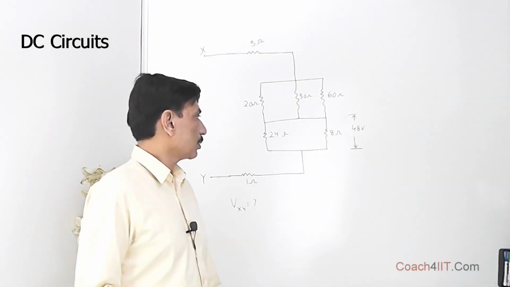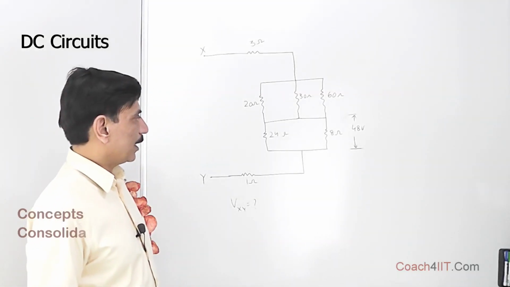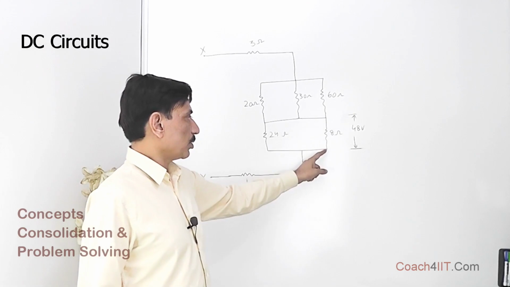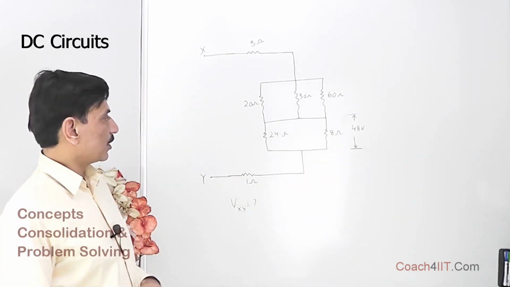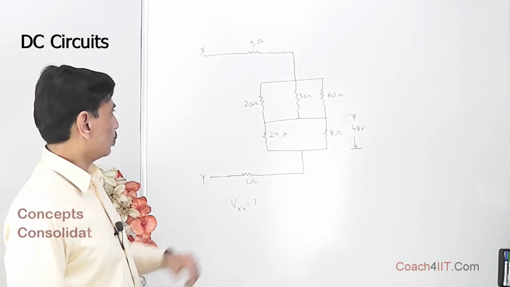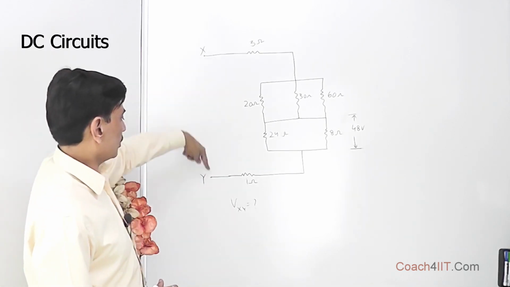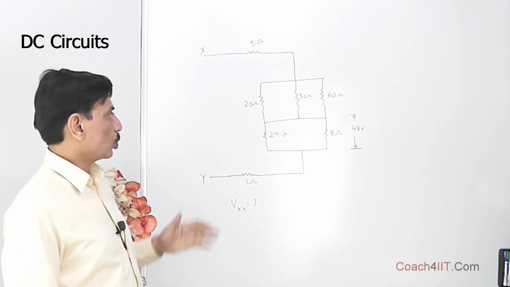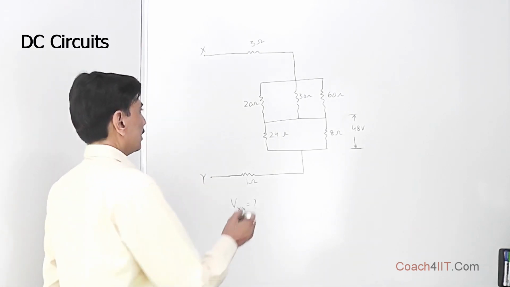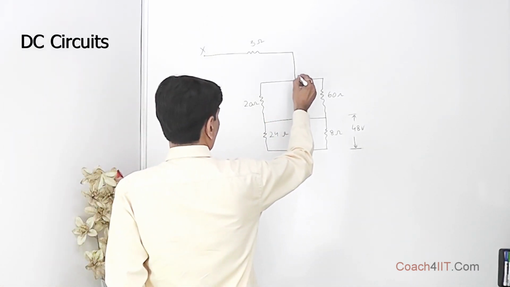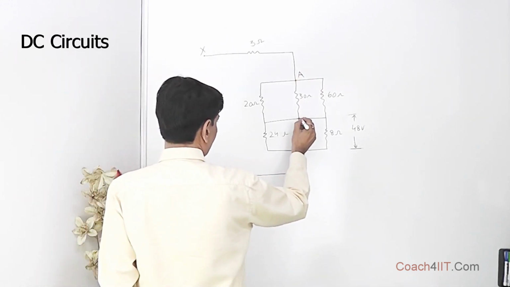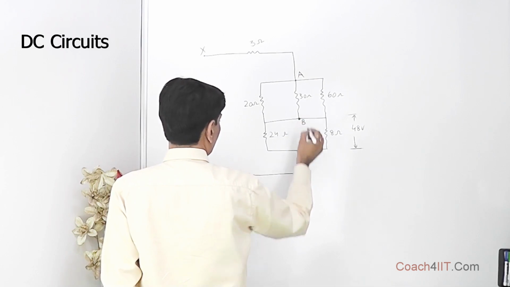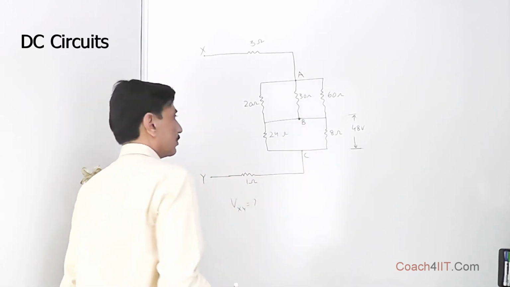In this network, it is given that the potential difference across the 8 ohm resistor is 48 volt. We have an arrangement of resistors like this, and we are asked what the potential difference across X and Y is. If you look over here, we see that this is a node. Let's give it a name A, and we can also call this B, and let's call this C.